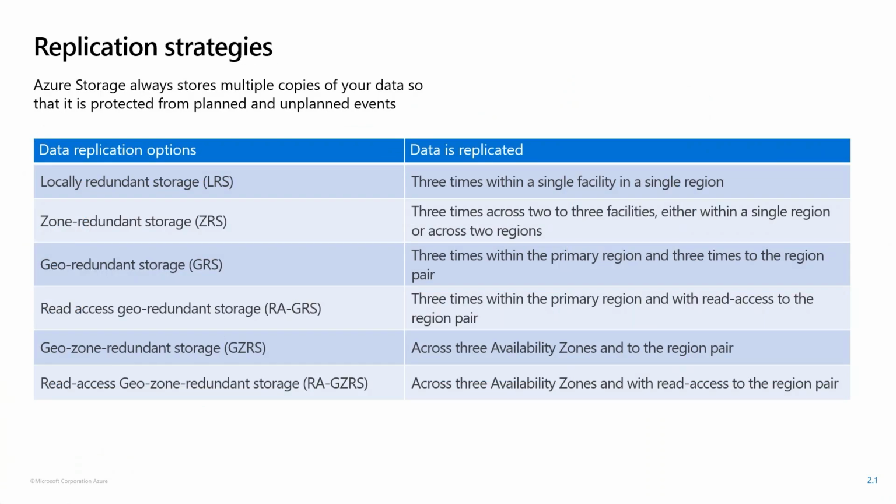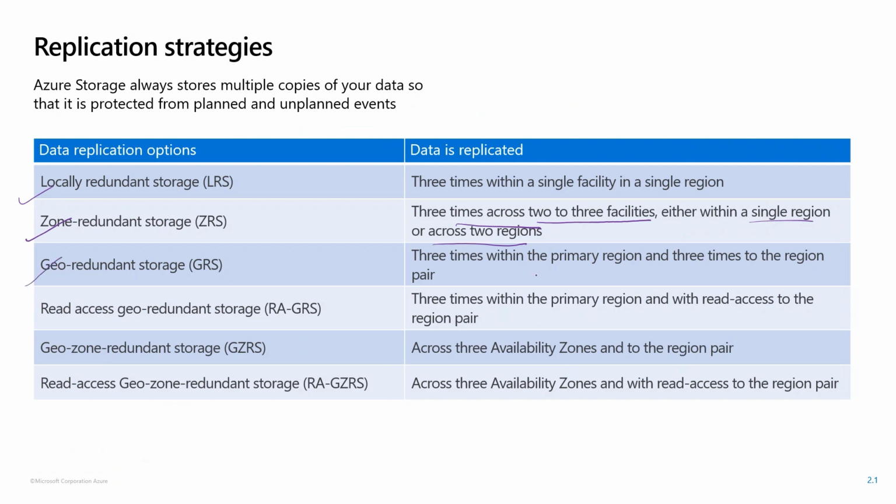Replication strategies give you the following options. Each one of these, local redundant storage, for example, gives you data replication of 3 copies in a single region. Zonal redundant or zone redundant storage, ZRS, 3 copies, 2 to 3 facilities, either within a single region or across 2 regions.